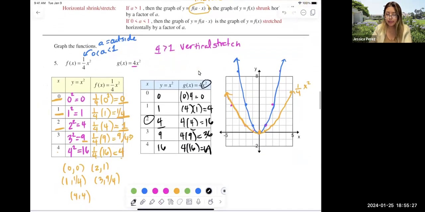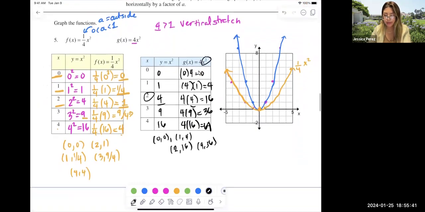So 64. Therefore, the points that I have are 0, 0, 1, 4, 2, 16, 3, 36, how it's growing very quickly. And then we have 4 and 64. So we'll begin with the black 0, 0, 1, 4 up here. And then 2, 16, that's like all the way up here. So that's all pretty much what it takes.